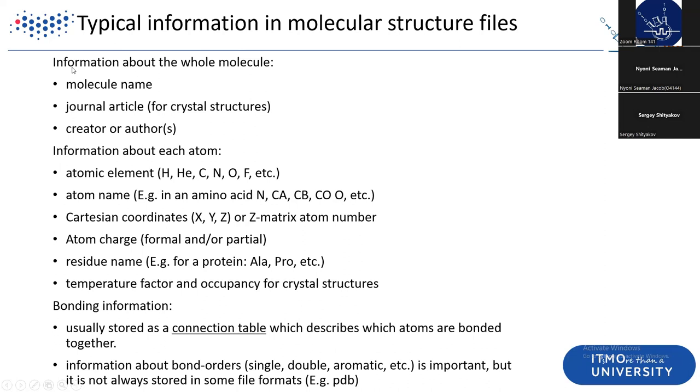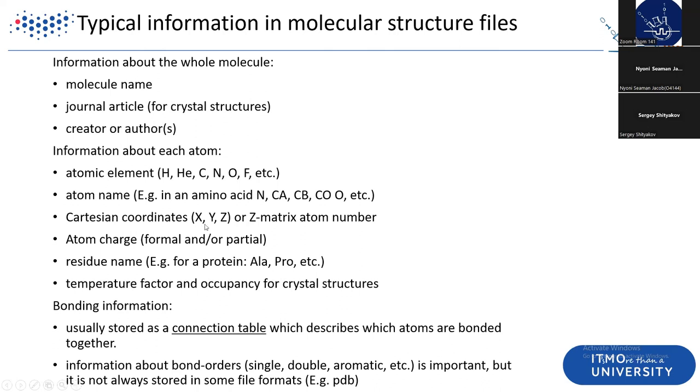Usually, the information about the whole molecule contains the name and the journal article for the crystal structure, especially when you're dealing with the PDB. If you process the PDB file, you get the header information. In this header information, you usually get information on how this molecule was produced, the authors, and the information on each atom, with atom names within the amino acid residue, which are usually specified like that.